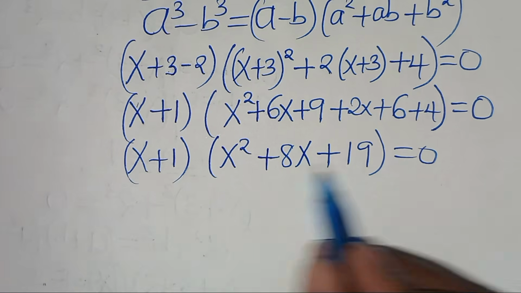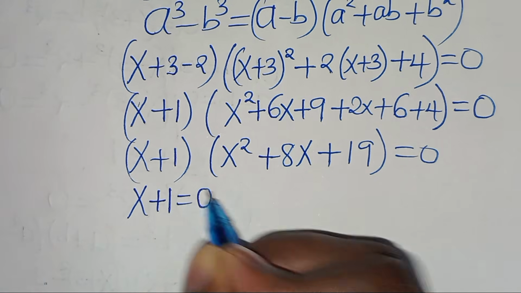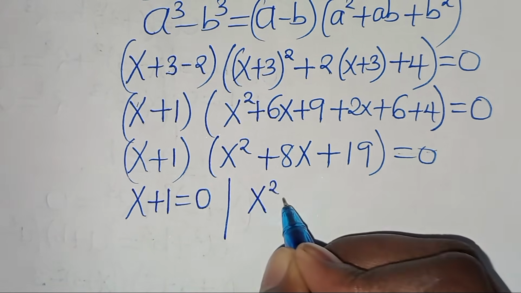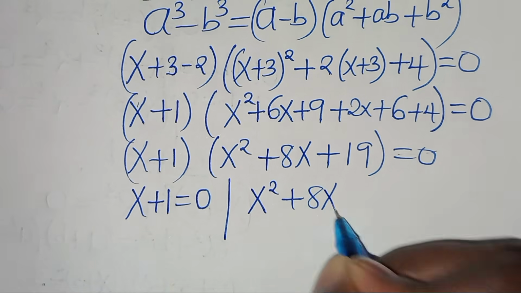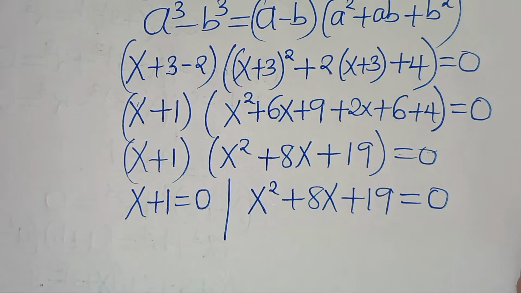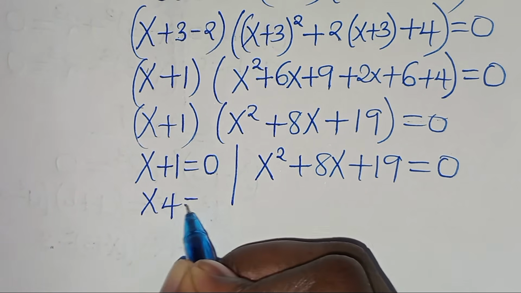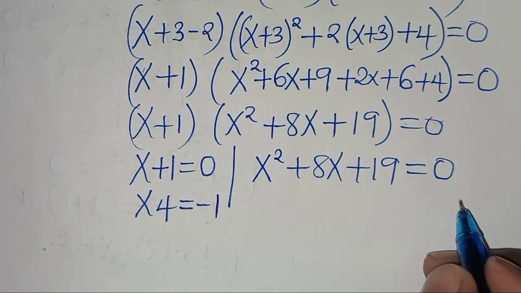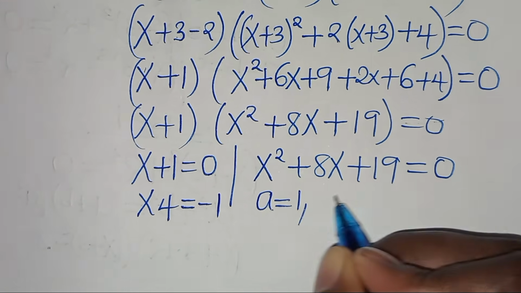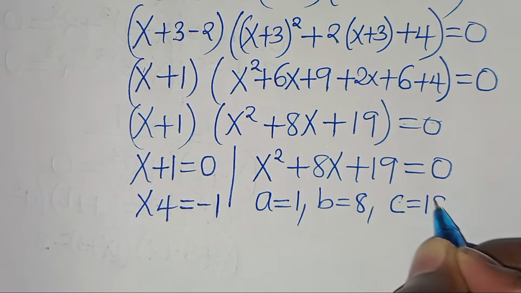We have two parts here, that is x plus 1 equal to 0, and the second part is a quadratic equation, which is x squared plus 8x plus 19 equal to 0. Now, this implies that x4 is equal to minus 1. From this quadratic equation, we have that a is equal to 1, b is equal to 8, and c is equal to 19.